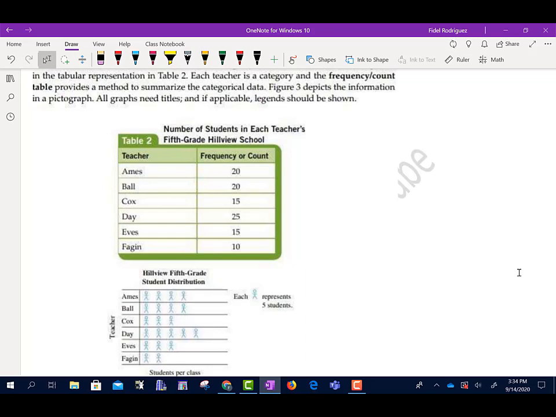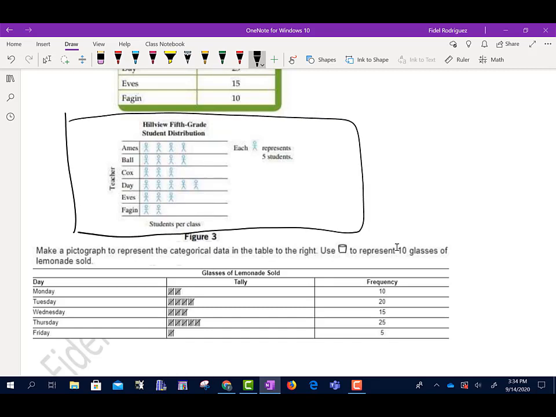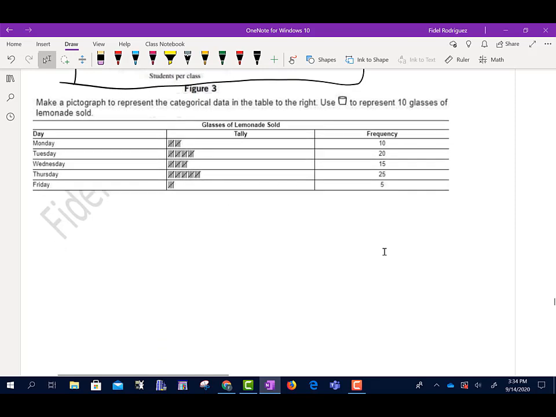So here we have the number of students in each teacher's 5th grade at Hillview School. Teacher Aim has 20, teacher Ball has 20, Cox has 15, Day has 25, Eves has 15, Fagan has 10. They made a pictograph right here, and they're telling us that each little person represents 5 students. Okay, so let's take a look at our first problem here.